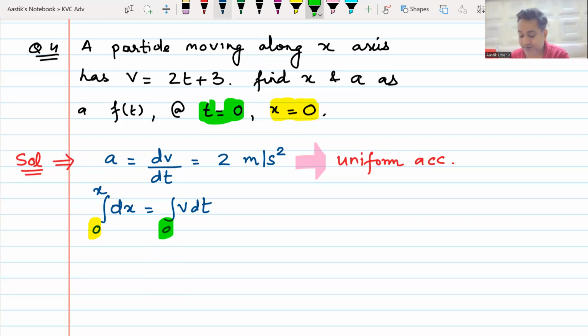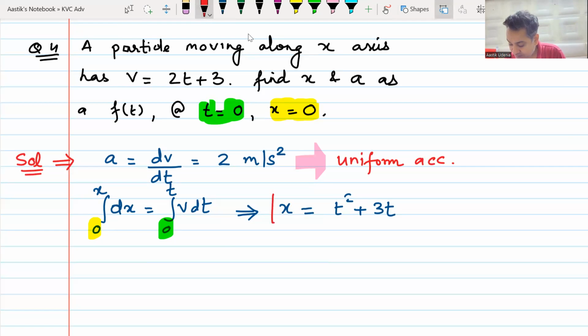And then the upper limit of time is t. On the left hand side, the integral of dx will be x. When I put the limits, x minus 0. So I will get x on the left hand side, position as a function of time. The integral of v dt is the integral of 2t plus 3 dt. That will be 2t square by 2, so that will be t square plus 3t after putting the limits. This is the answer that I will get. Do we understand this? Yes or no?